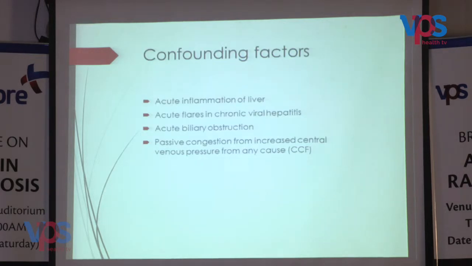So you need to know about confounding factors. Acute inflammation of the liver can elevate the liver stiffness. Acute flares in chronic viral hepatitis can elevate the liver stiffness. And also acute biliary obstruction and passive congestion due to any of these causes. So you need to take MR elastography values with a pinch of salt, or even do an alternate test in this setting, or even go for a biopsy.